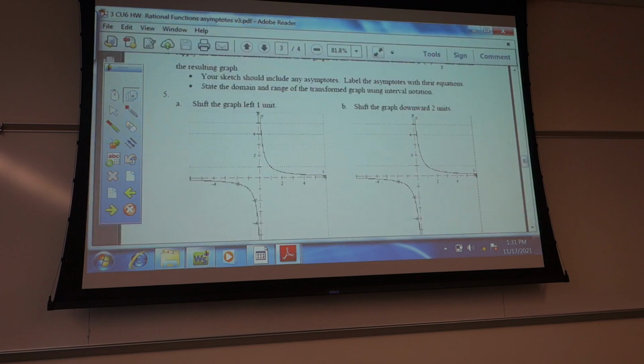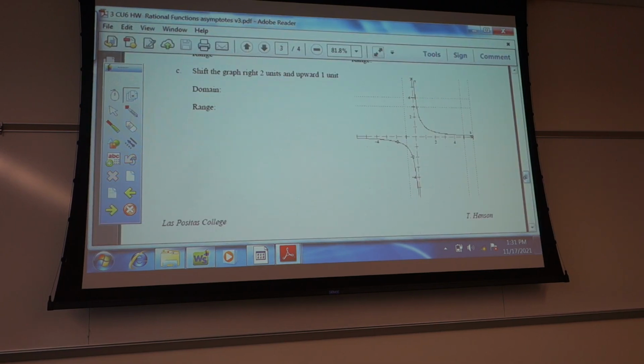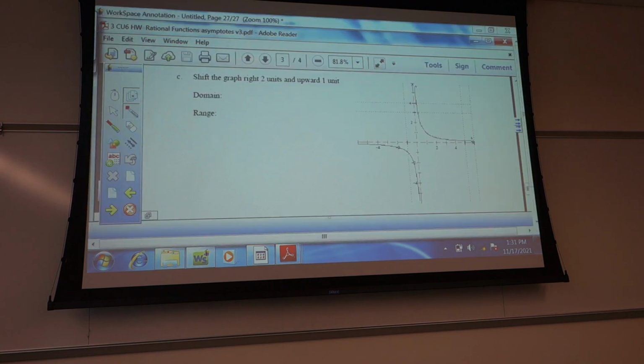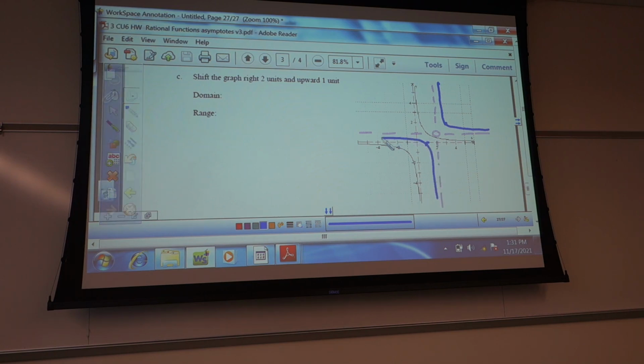All right, and then we have one below that. So we're going to go 2 right and 1 up right there. Put in my asymptotes. I'll do these in different colors so that it's clear which one's which. So I'll graph my line. Right one, up one. Goes up this way, down that way. Back one, down one. That point, it goes off this way and up that way.